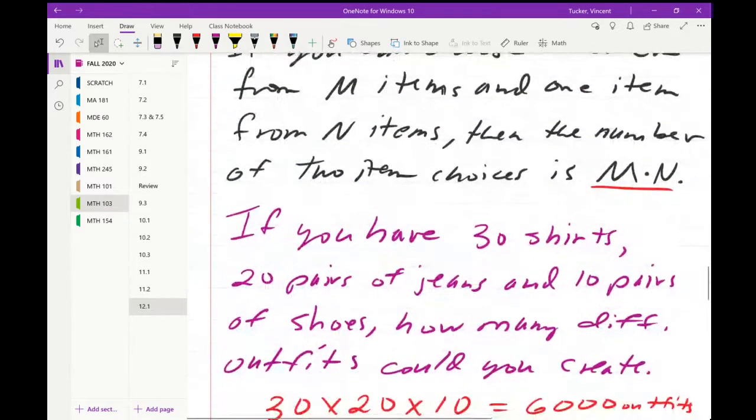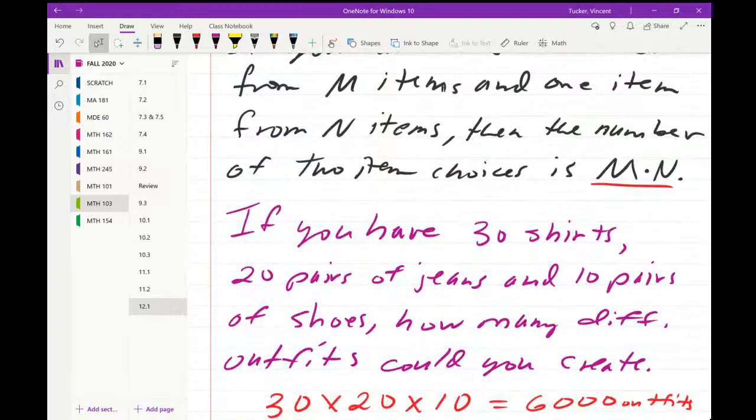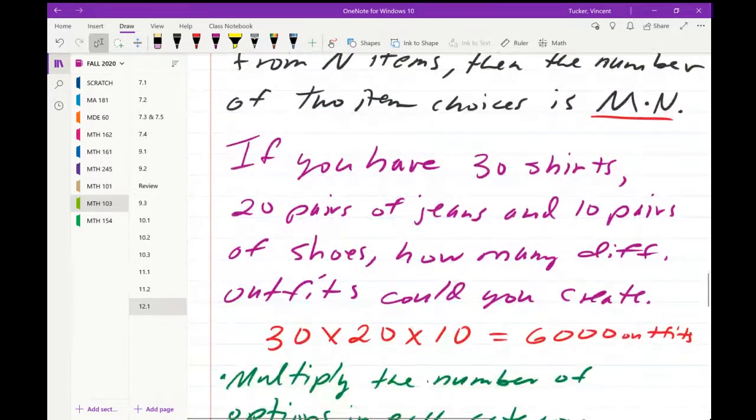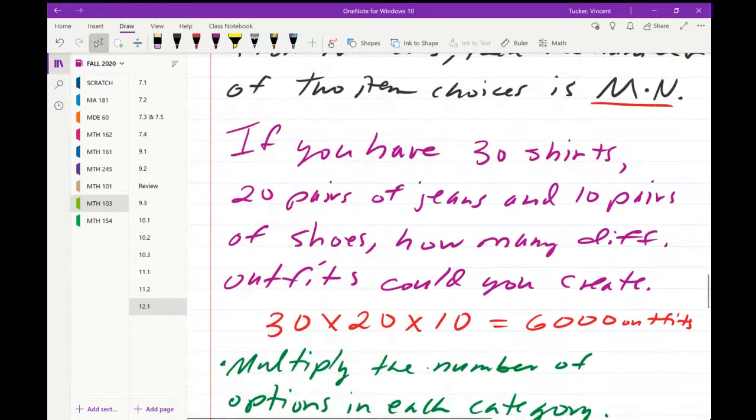All right. So if you have 30 shirts, 20 pairs of jeans, 10 pairs of shoes, how many different outfits could you create? Assuming you're only going to wear one of those shirts, one pair of jeans, and one pair of shoes, you're only going to choose one out of each category. If all you can do is choose one out of each category, all you do is multiply those numbers together. So 30 times 20 times 10, and that will give you 6,000 outfits.